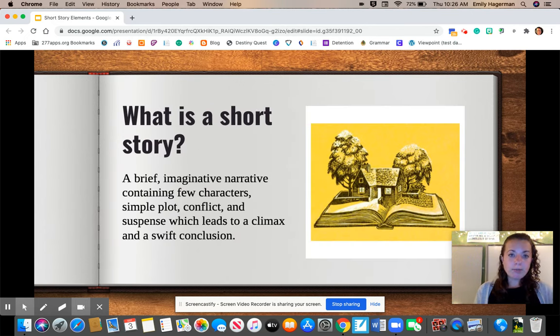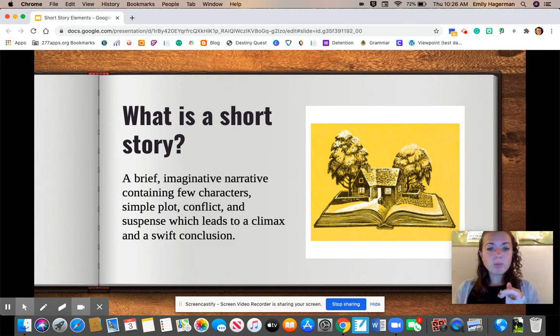What is a short story? A short story is a brief, imaginative narrative that contains just a few characters, a very simple plot, conflict, and suspense, which leads to a climax and a swift conclusion.